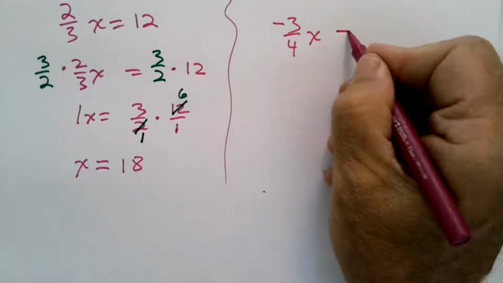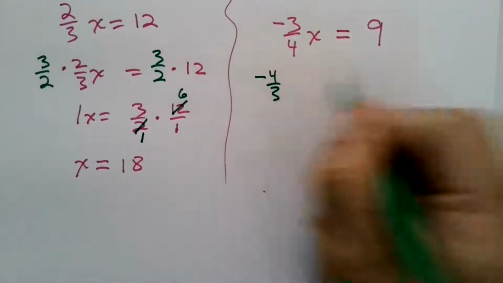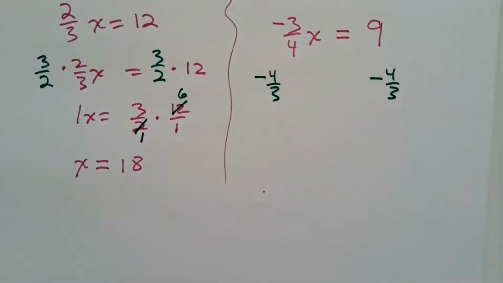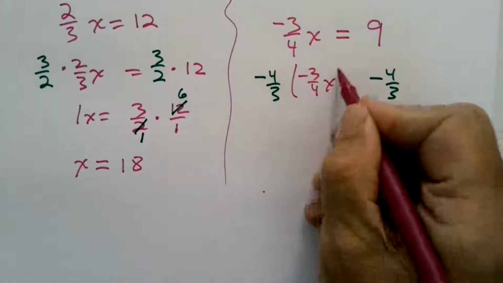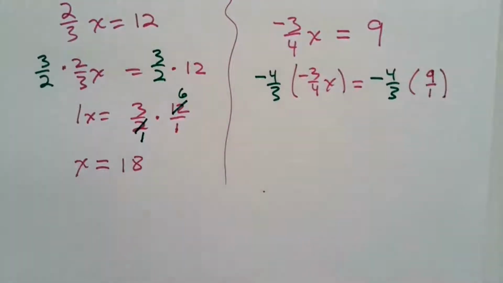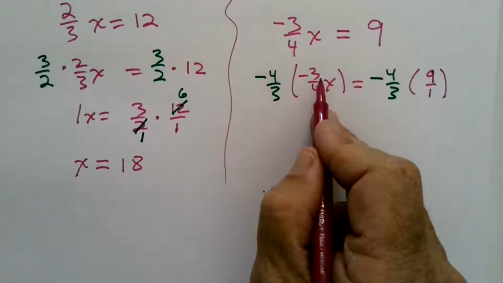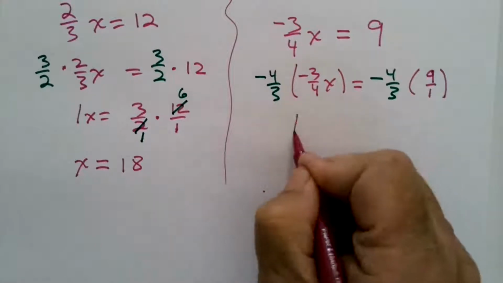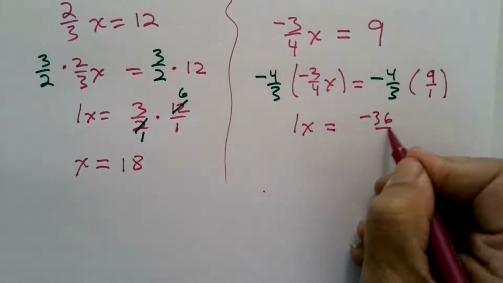-3/4 x equals 9. We want to get the x by itself, so we're going to multiply both sides by the reciprocal. The reciprocal of -3/4 is -4/3. Multiply -4/3 on both sides. So we'll take negative 4/3 times negative 3/4 x equals negative 4/3 times 9/1. Now on the left-hand side, what do we have? Negative 4 times negative 3 is positive 12. 3 times 4 is 12. 12/12, 1x.